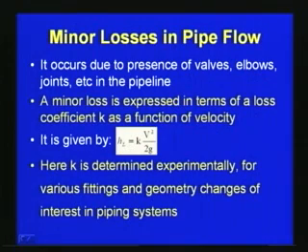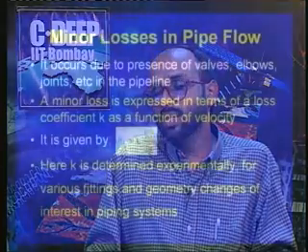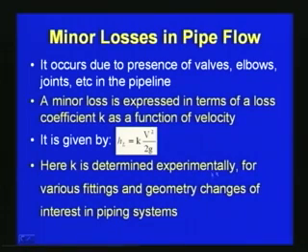As we discussed in the last lecture, minor losses occur due to the presence of valves, elbows, joints, or contraction, expansion, etc. in the pipeline. Generally a minor loss is expressed in terms of a loss coefficient k as a function of the velocity. We have seen the major loss already; like that, in the minor loss also we represent the loss in terms of the velocity multiplied by a coefficient k. Generally HL, the head loss for minor loss, is equal to k into v square by 2g, where v is the average velocity, k is the coefficient for minor loss, and g is the acceleration due to gravity. k is determined experimentally for various fittings and geometry changes of interest in piping systems.